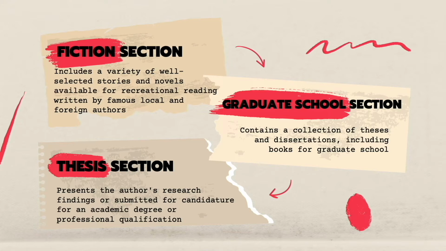Some academic libraries also have a fiction section, graduate school section, and a thesis section. The fiction section includes a variety of well-selected stories and novels available for recreational reading, written by famous local and foreign authors. The graduate school section contains a collection of theses and dissertations, including books for graduate school. The thesis section presents the author's research findings. Here, the collection is submitted for candidature for an academic degree or professional qualification.